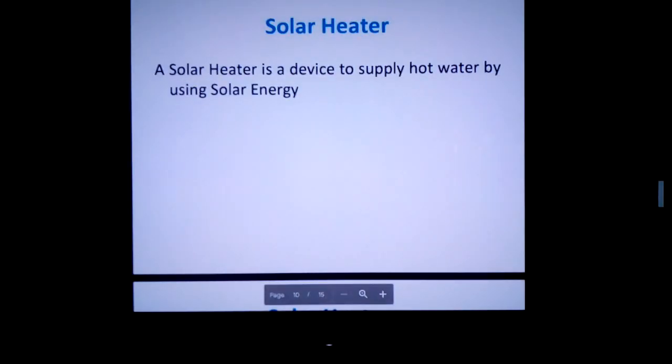Now we move on to the solar heater. Another use of solar energy in a domestic area. Another device we are going to use is the solar heater. You might have come across solar heaters on terraces. Nowadays it is there everywhere on top of the house. They use it for hot water.